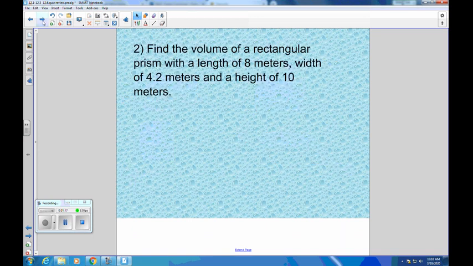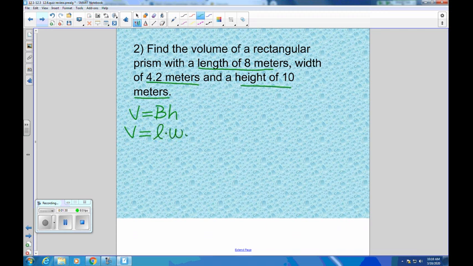Number 2 says, find the volume of a rectangular prism with a length of 8 meters, width of 4.2 meters, and a height of 10 meters. So the volume of a prism is area of the base times height. Since we're talking about a rectangular prism, we know that area of the base is length times width, and then we still have to do times height.